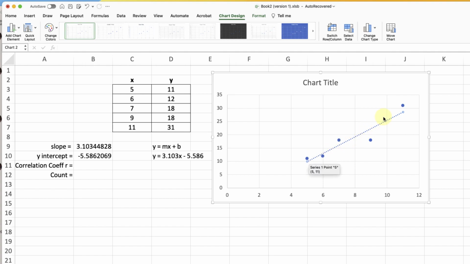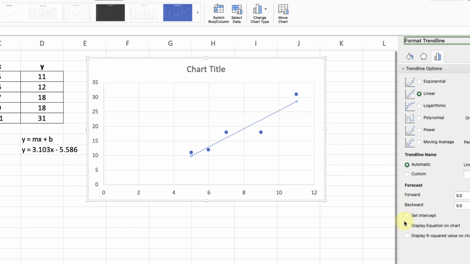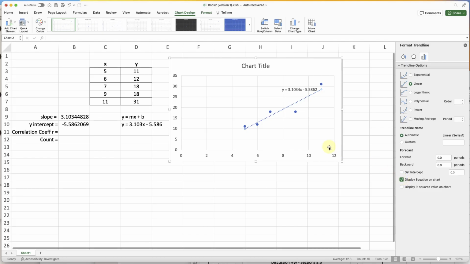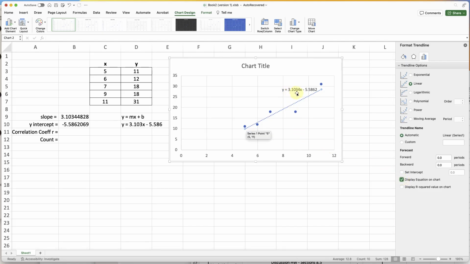It puts in the line, and come over here and select display equation on chart. And you're going to notice 3.1034x, 3.103x, there's my 34, right? And there's my line. So there's my line of best fit through my data points and the equation as well. So there's two ways to get that equation.